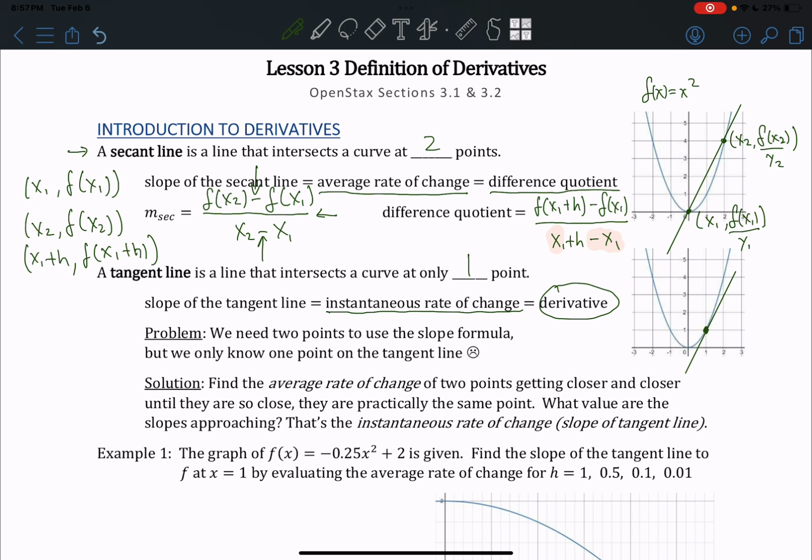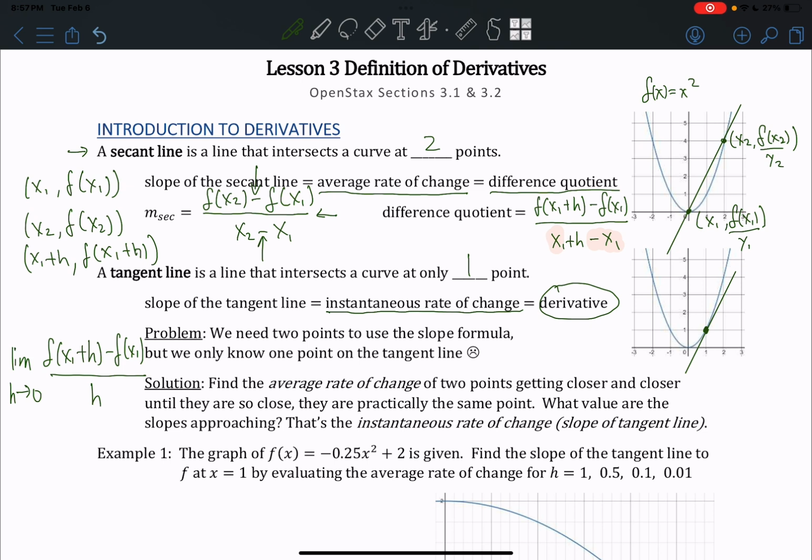In fact, we can already write it because previously the slope of the secant line is this difference quotient: f of x1 plus h minus f of x1, all over, I'll just put an h here because we know the x1 cancels out. But now, all I have to do is make sure that the two points are getting closer and closer. Another way of saying that is the limit as h approaches 0.